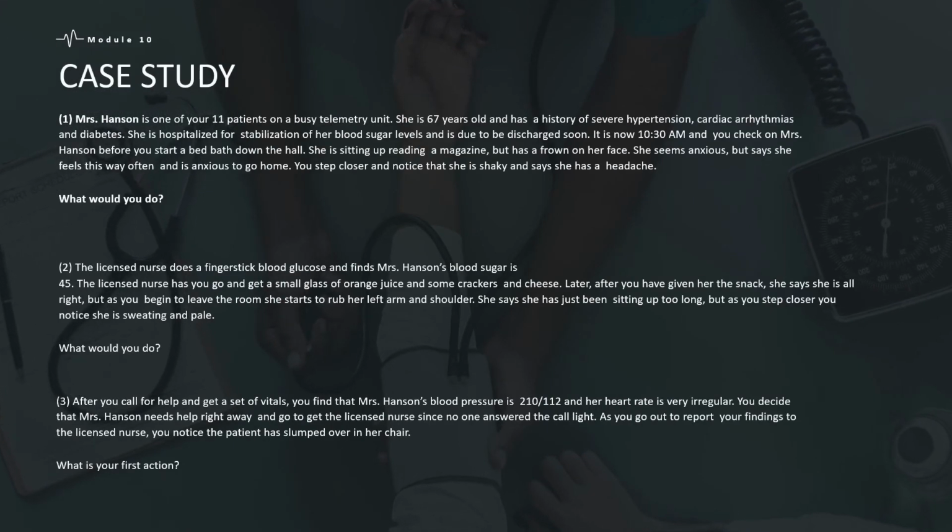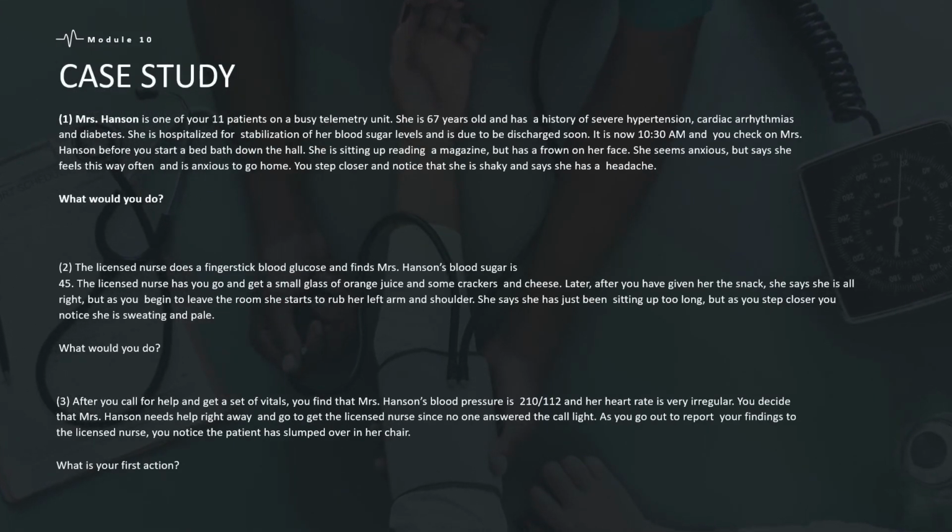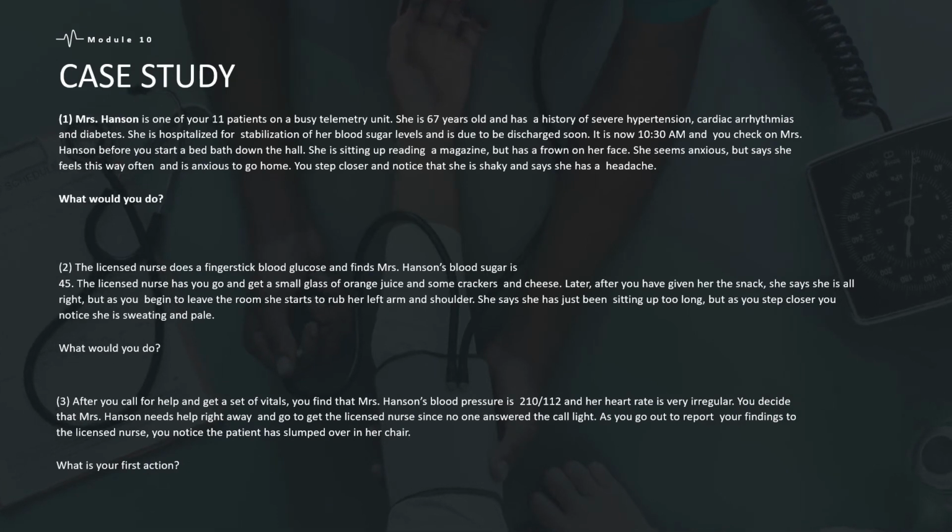Module 10, Case Studies. Mrs. Hansen is one of your 11 patients on a busy telemetry unit. She is 67 years old and has a history of severe hypertension, cardiac arrhythmias, and diabetes. She is hospitalized for stabilization of her blood sugar levels and is due to be discharged soon. It is now 10:30 a.m.